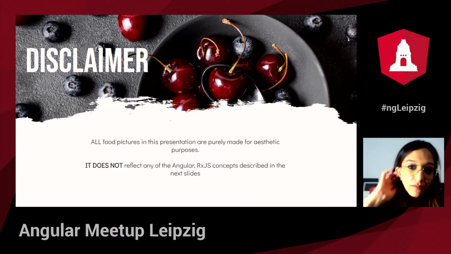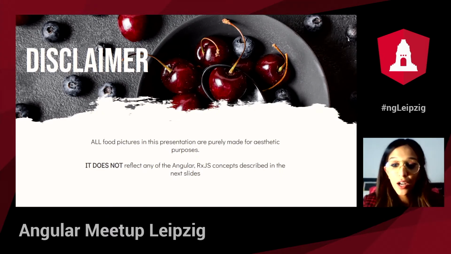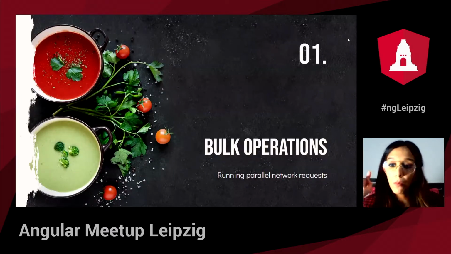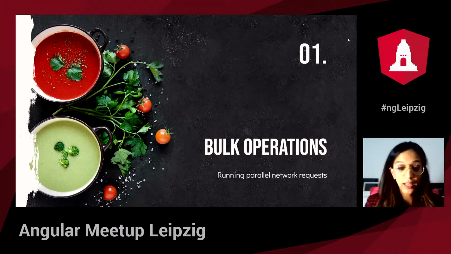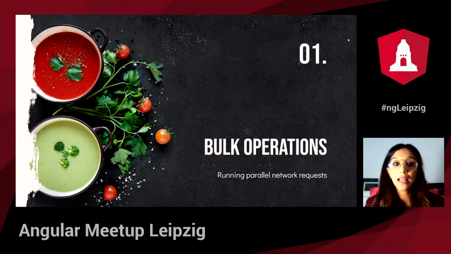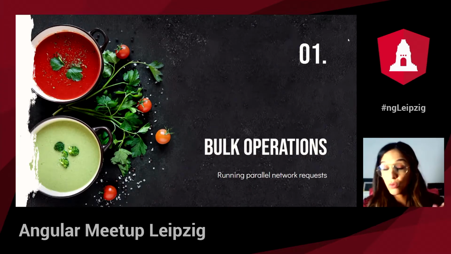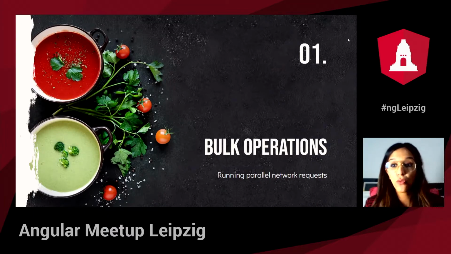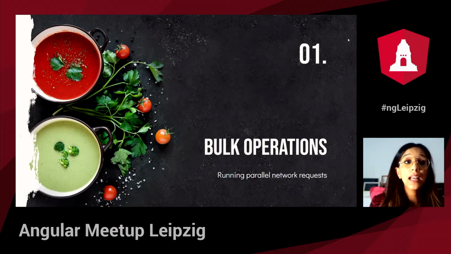And every time I will show you a situation I experienced and how I solved it, especially using RxJS in Angular. Let's start with the first recipe, which is bulk operation, or running parallel network requests. I think that we have all experienced this case in web applications. You are faced with running parallel requests after a click on one action or submitting a form or something of this kind.